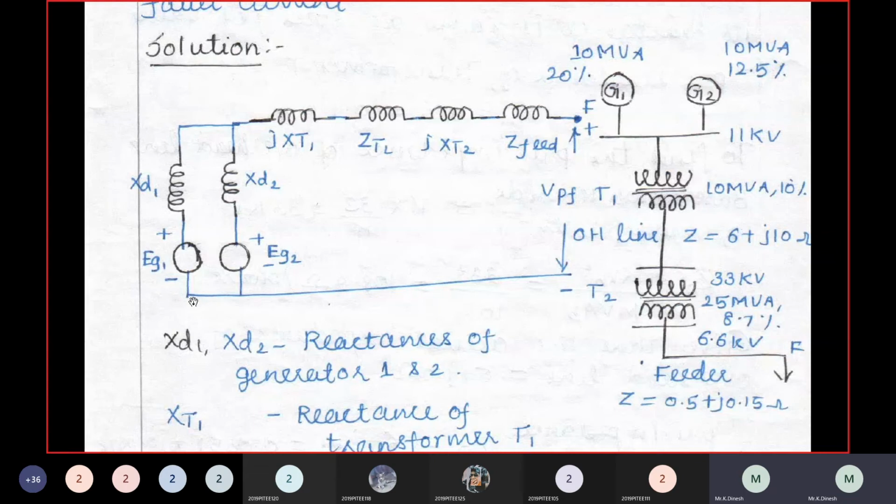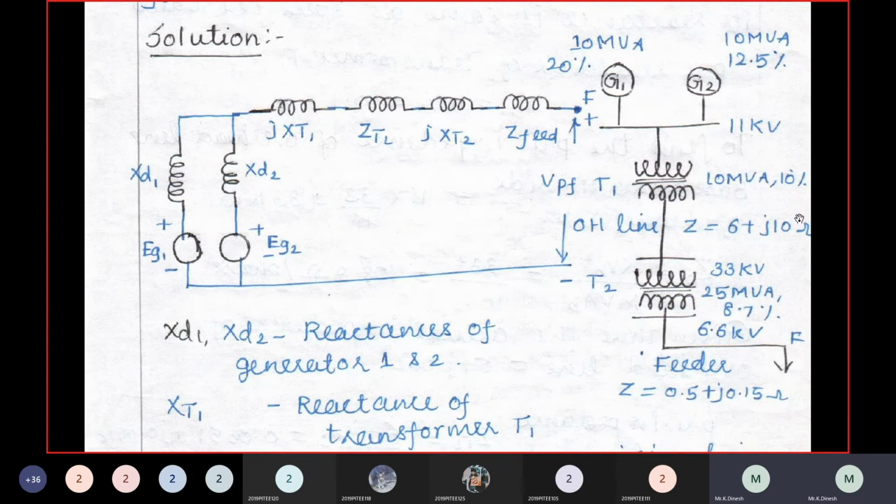For the parallel of the generator, I have the transformer in series, first transformer. After the transformer, I have the transmission line in series, that is the overhead line. Next, I have the feeder. From the feeding point to this point, I have my pre-fault voltage VPA. In general, we are assuming 1 at an angle 0.